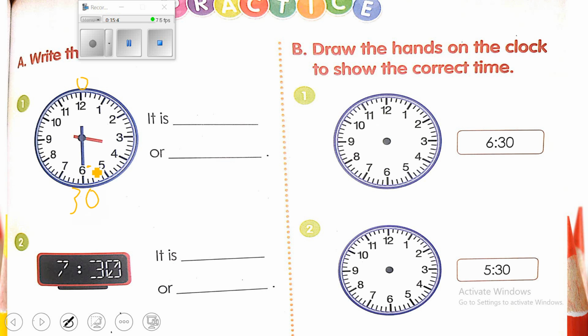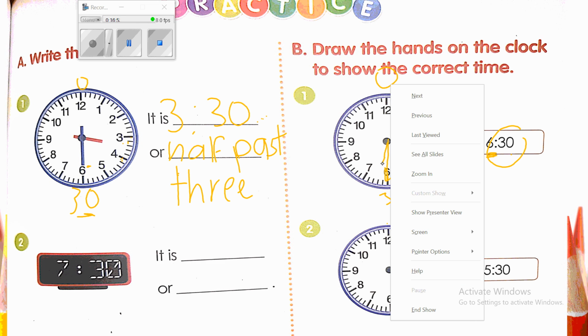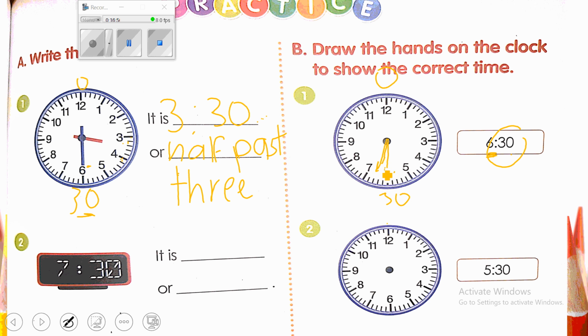Now let's see here. I have to draw 6:30. Remember, teacher told me up is 0, down is 30. Where is 30 minutes? Here. I'm writing the minutes first. 6, where is 6:30? Excellent. 6:30 is between 7 and 6. Now is here 7 and 30 minutes.